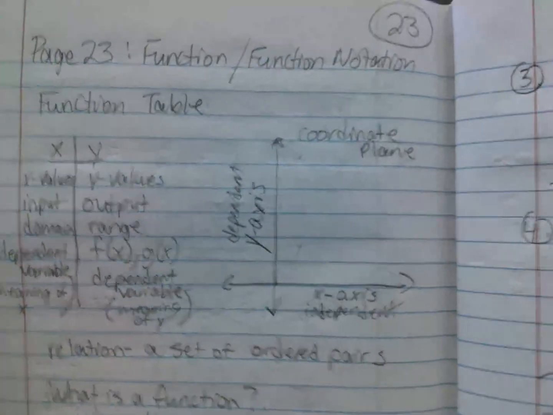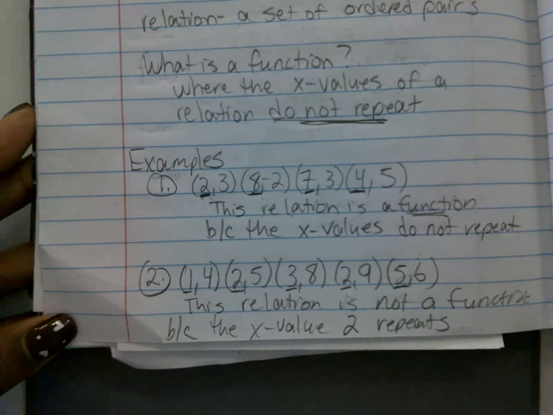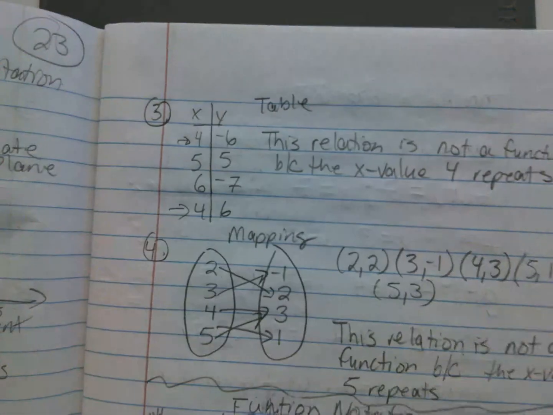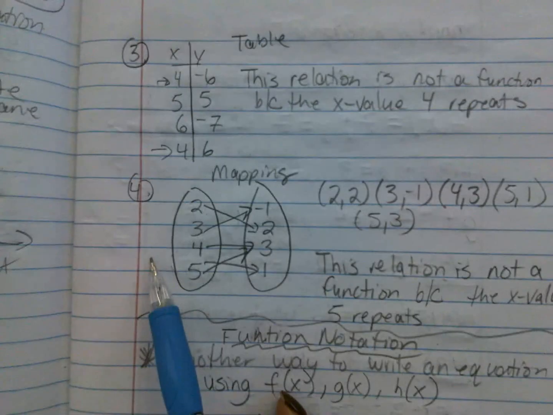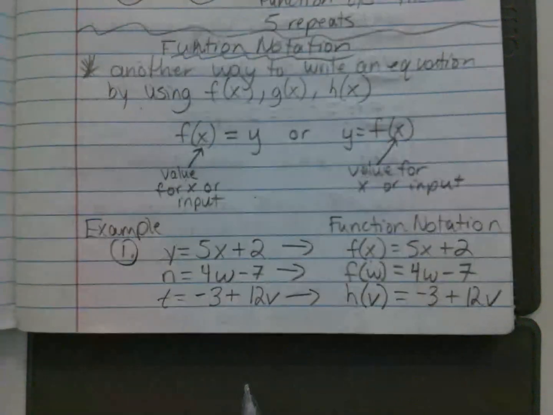Then we have 23, function and function notation. We did notes. Did all of these notes. Function and function notation. We did example here on the bottom, 2. This is 3, 4 on mapping. And then we did function notation at the bottom. Got notes here.